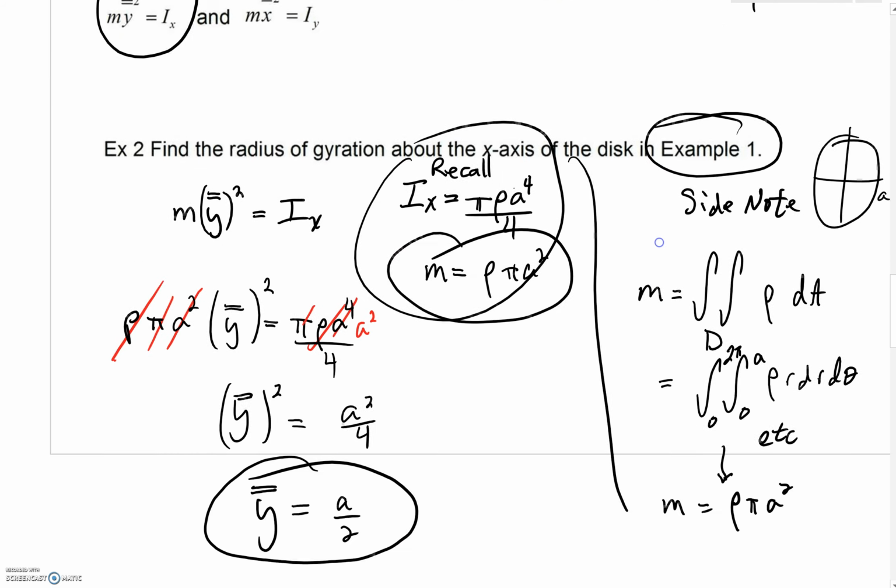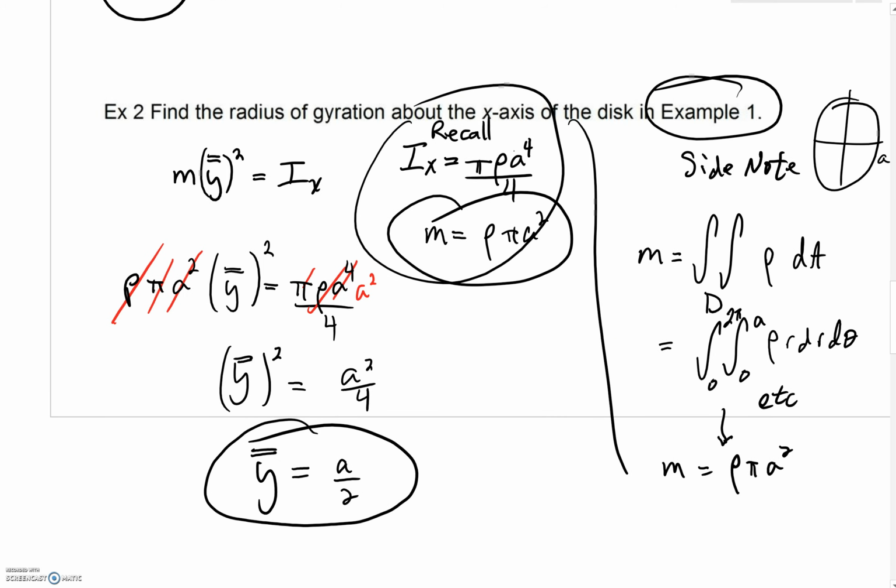So we just found the radius of gyration about the x-axis. We could do the same thing to find the radius of gyration about the y-axis. But hopefully this is making sense. Just some new definitions and a lot of similar work to what we were doing on day 1.